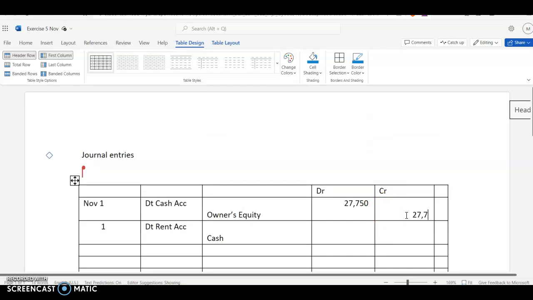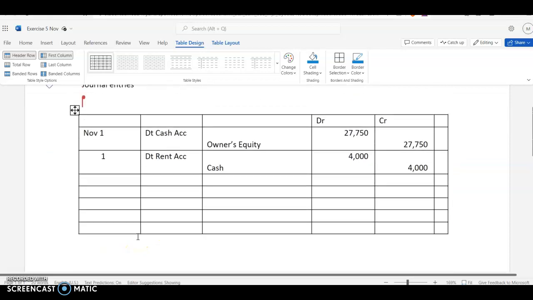7,750. This one 4,000. Sorry. 2,750. Okay. Right. So this is the first transaction, the second transaction, the third transaction now.